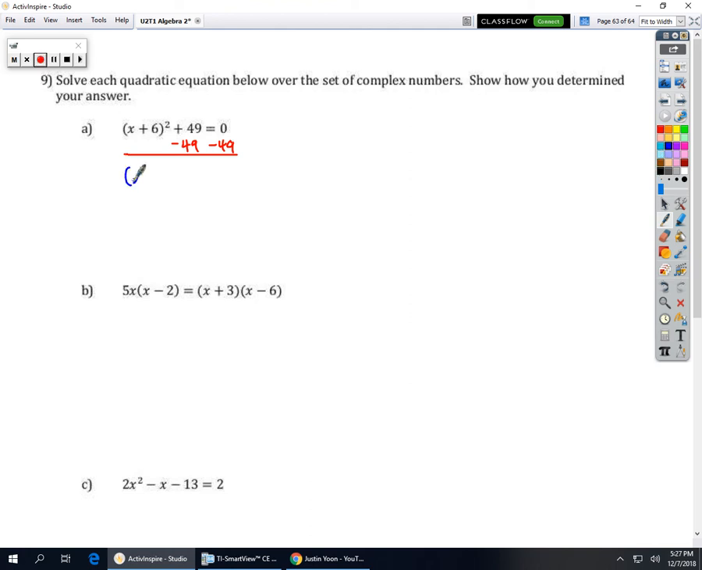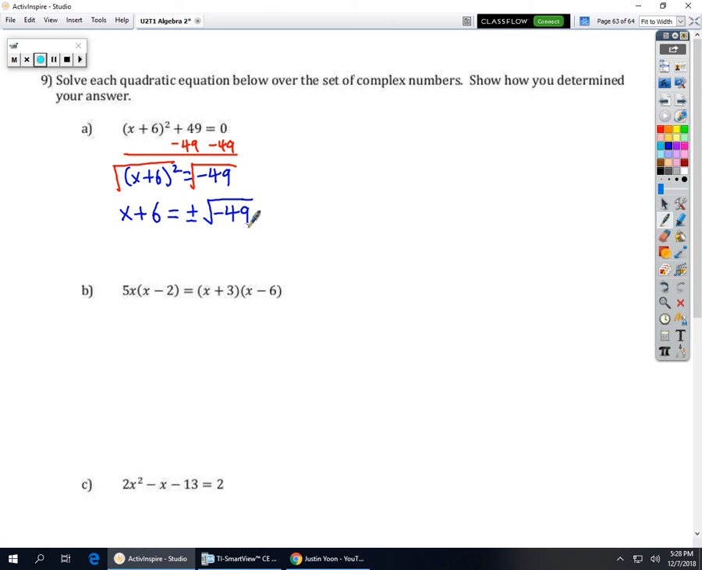So you got x plus 6 squared equals negative 49. I'm solving using square roots. I can take the square root of both sides. But when I do that, what happens? x plus 6 is now by itself without the squared. And as always, remember, plus or minus. Whenever you take the square root of a square, plus or minus applies, because there are always two answers to deal with.